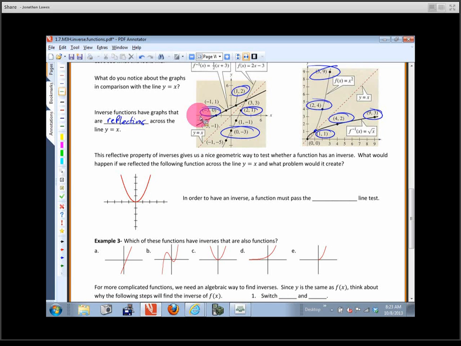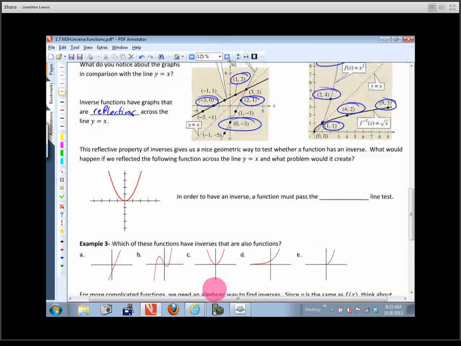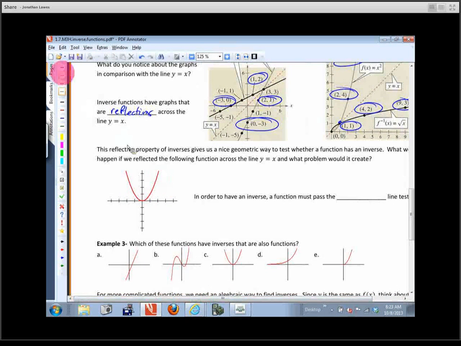Okay? So let's take a look at this one right here. And let's say I wanted to find the inverse of this graph. I'd have to reflect that across the line y equals x.